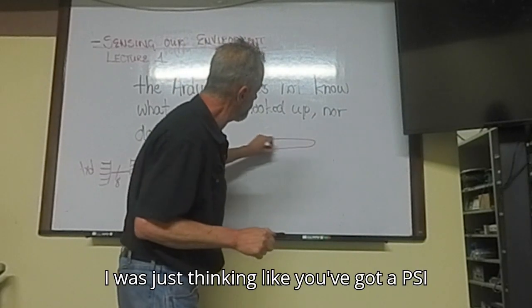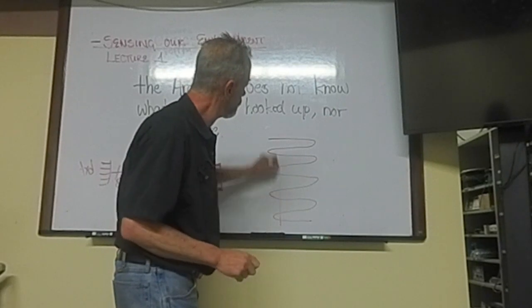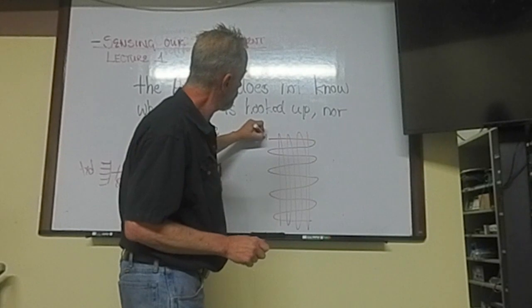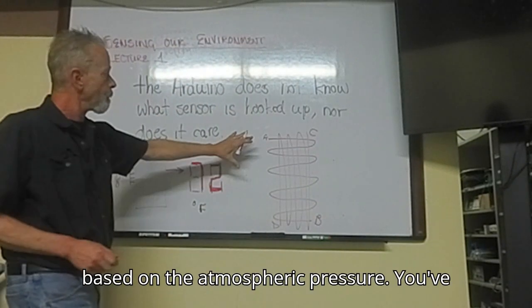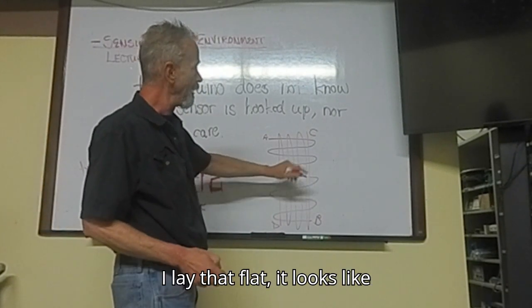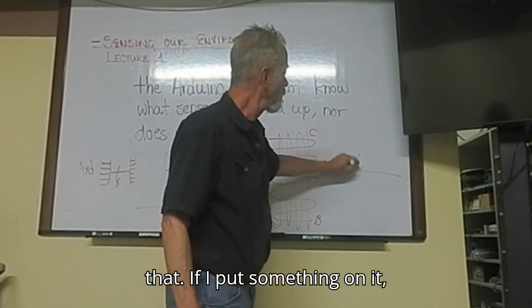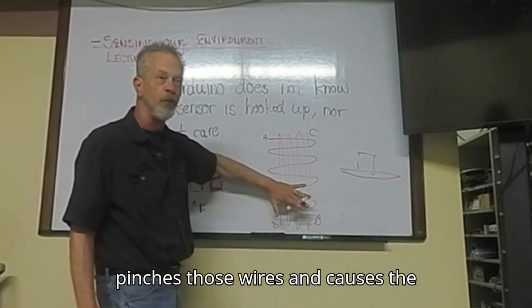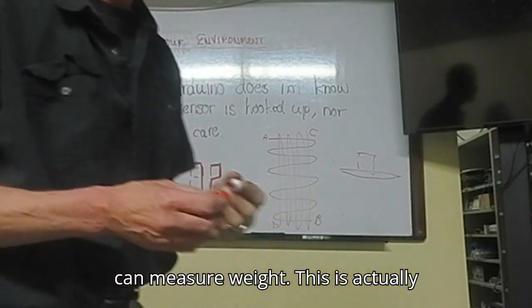I was just thinking, like, you got a PSI sensor and a compressor. Even if that sensor is facing up, it's not based on gravity. It's based on atmospheric pressure. You got lines of resistance here, right? If I lay that flat, looks like that. If I put something on it, it bends this, which pinches those wires and causes the resistance to change. And that way I can measure weight.